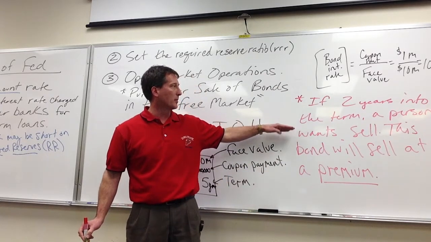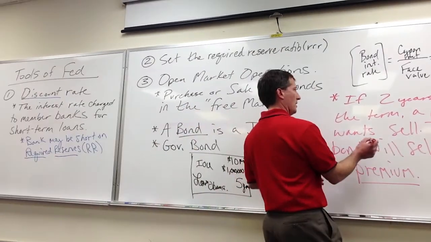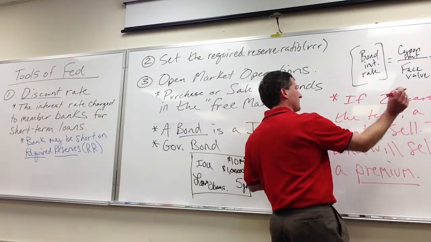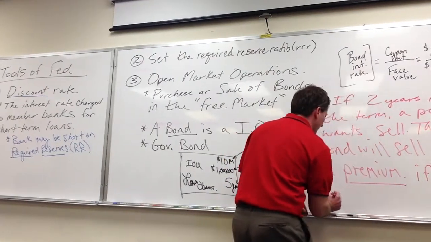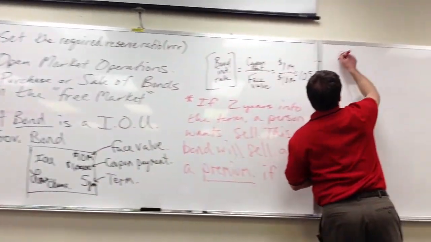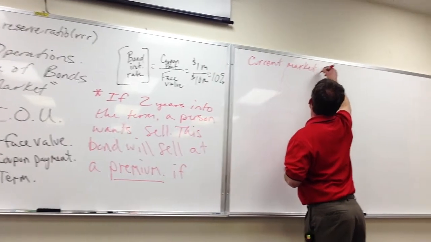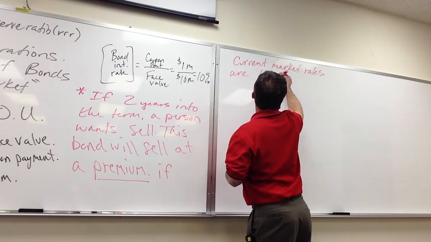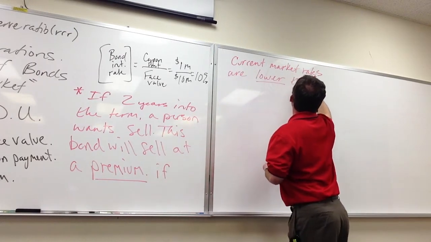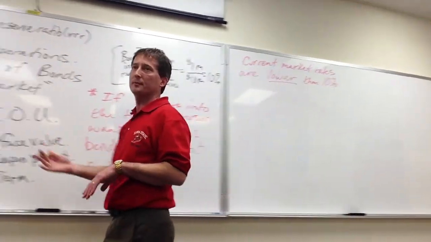If 2 years into the term, a person wants to sell this bond, this bond will sell at a premium if current market rates are lower than 10%, which is the amount that the bond is producing.